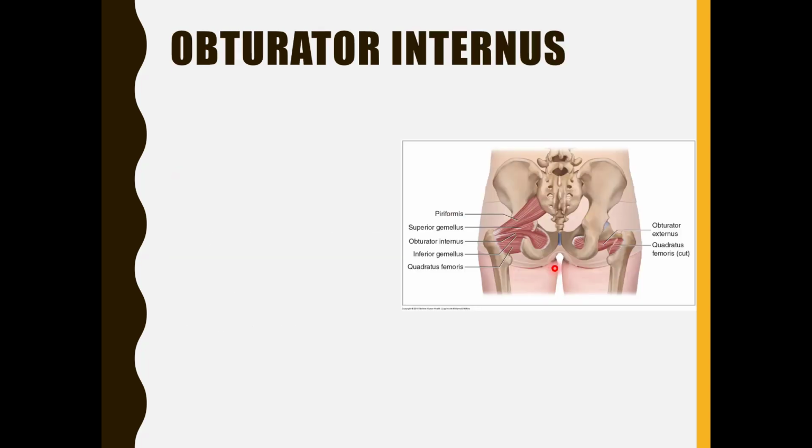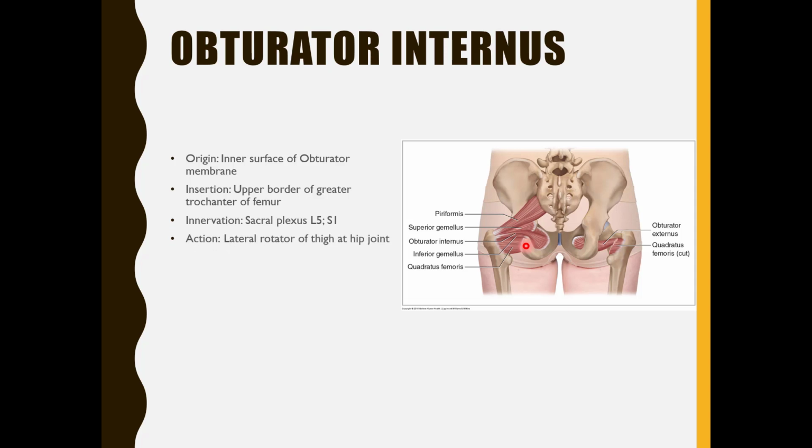Now another muscle, which is obturator internus muscle. It originates from the inner surface of the obturator membrane, which is present in the obturator foramen. It is inserted over the upper border of the greater trochanter of the femur. It is innervated by the sacral plexus, L5 and S1. It is a lateral rotator of the thigh at the hip joint, because it only crosses the hip joint, so it will act on the hip joint only.